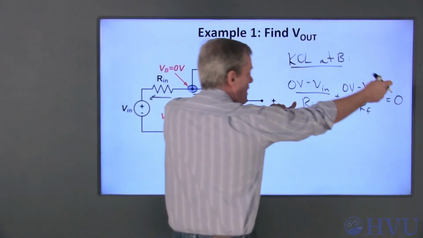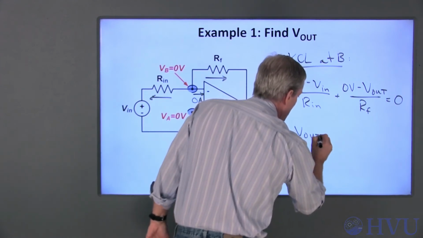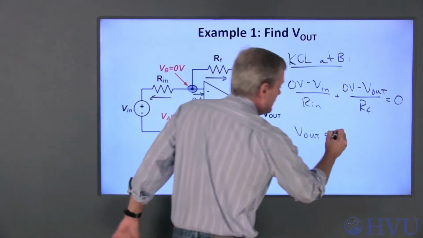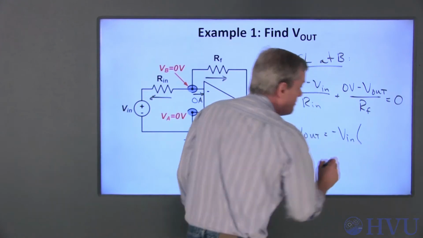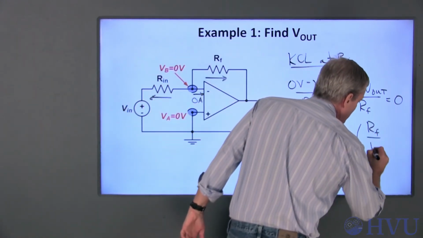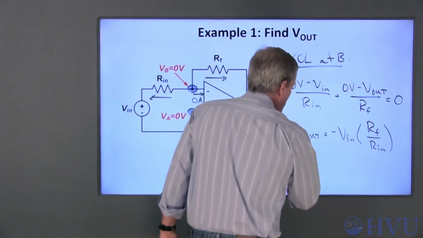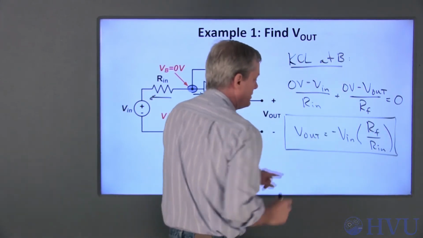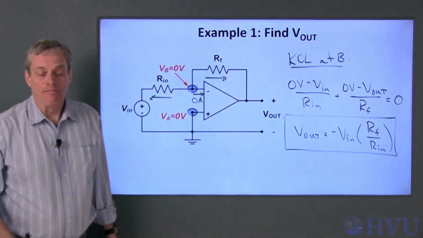Now I can take V out to the other side. V out is equal to negative V in multiplied by Rf over Rn. That tells me what V out is as a function of V in.